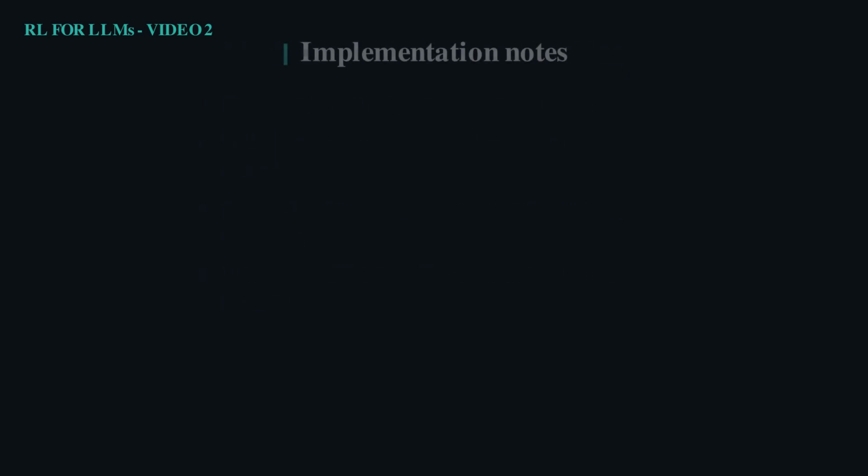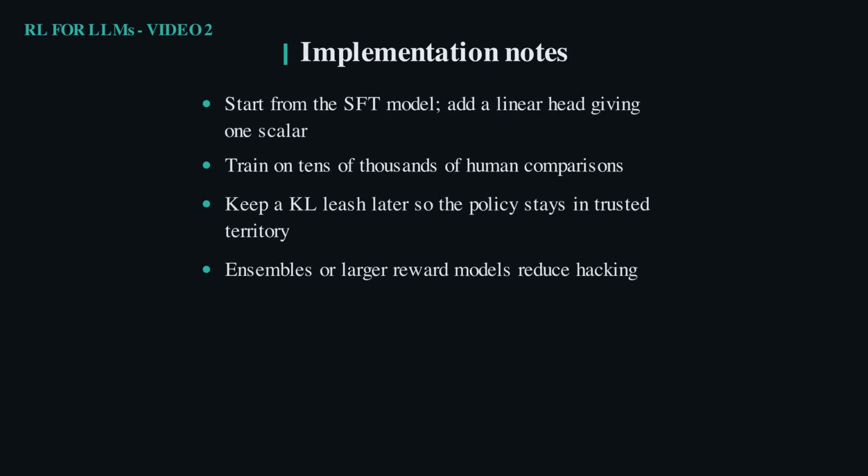A few practical notes. You start from the supervised fine-tuned model and bolt on a single linear head that outputs one scalar. You train it on tens of thousands of human comparisons. Later, during reinforcement learning, a KL leash keeps the policy in the territory where the reward model is trustworthy. And to fight hacking, teams use larger reward models or ensembles of several, so the policy cannot exploit the quirks of any single one. A stronger, more diverse judge is harder to fool.